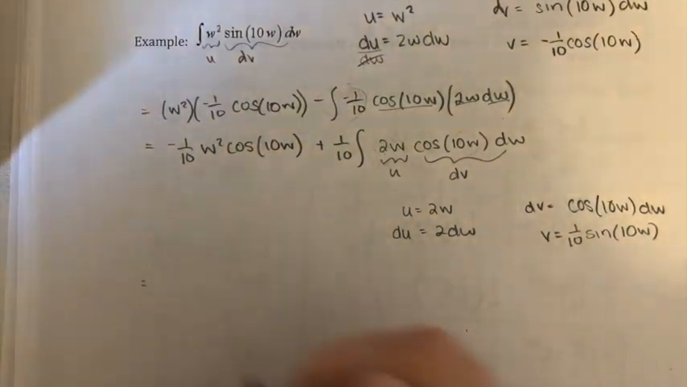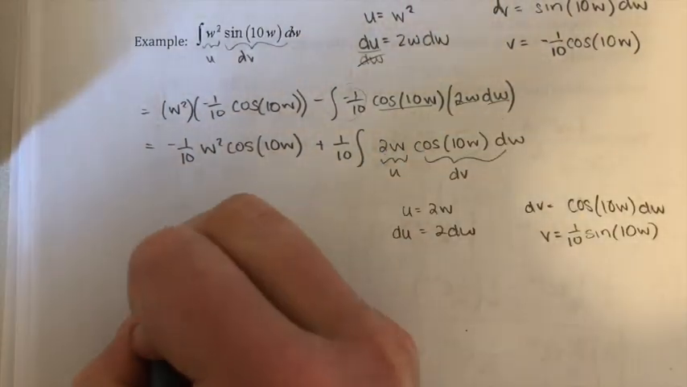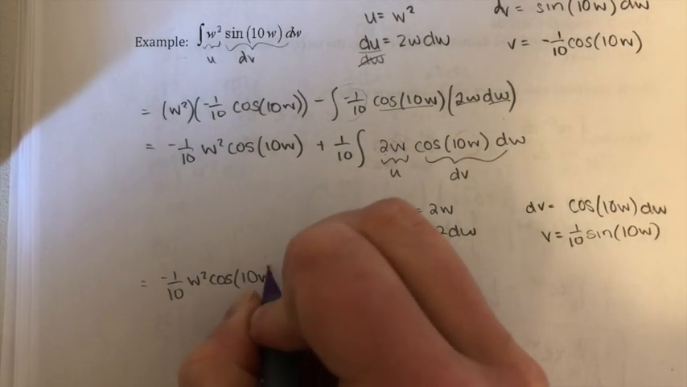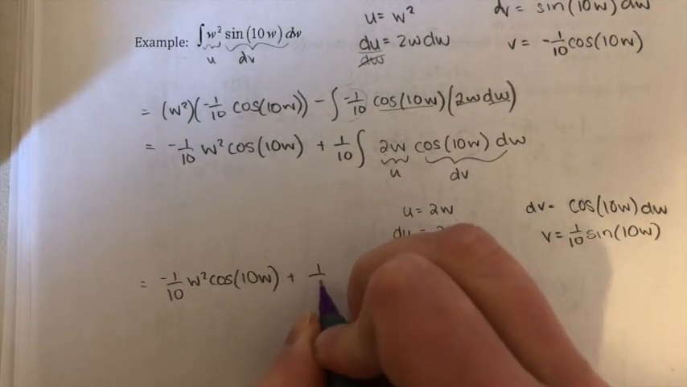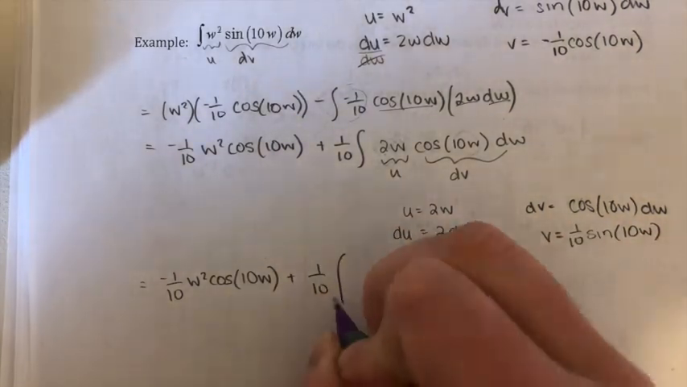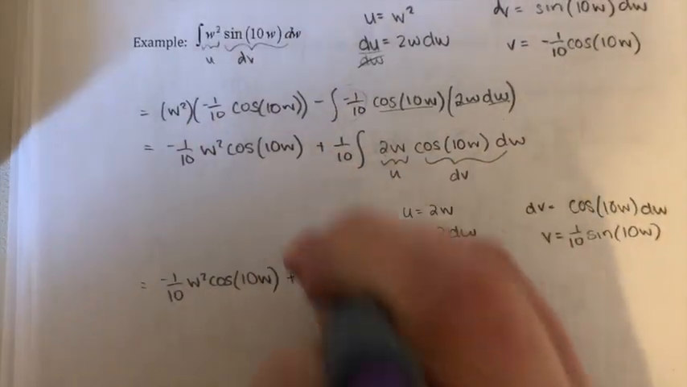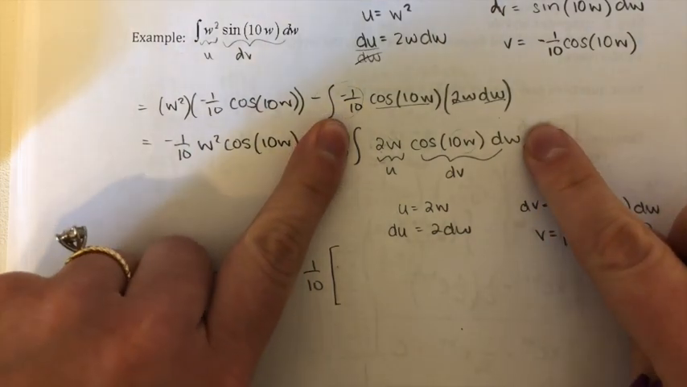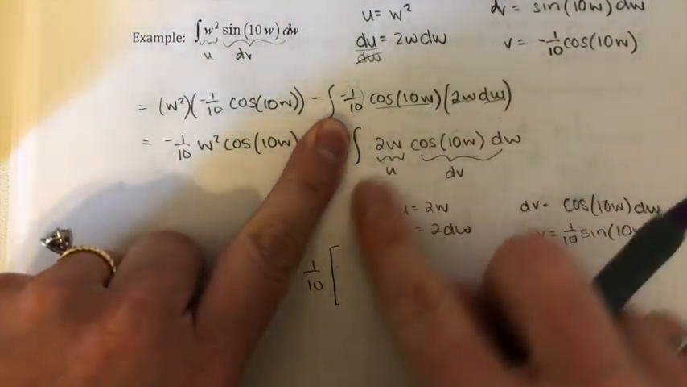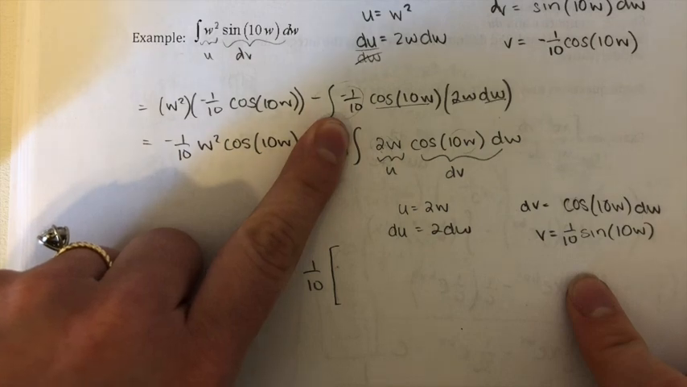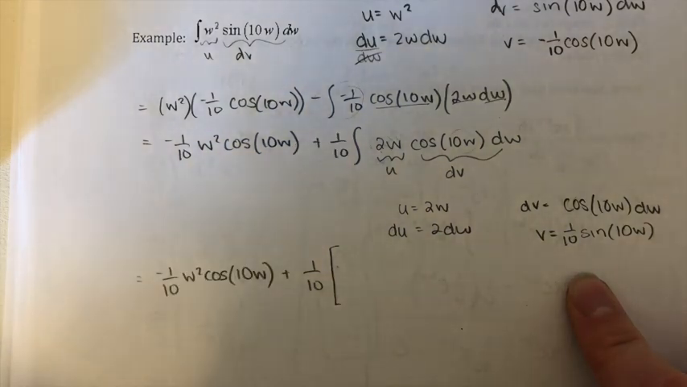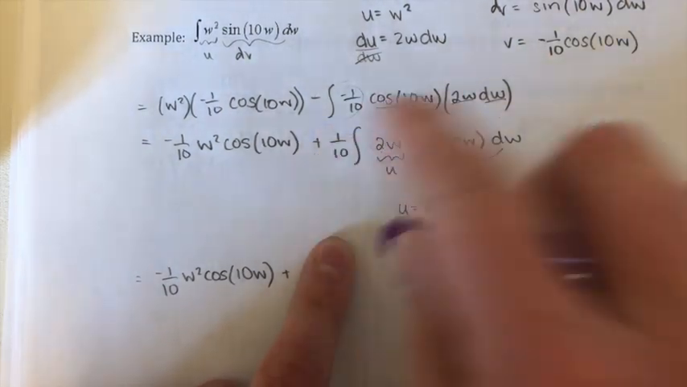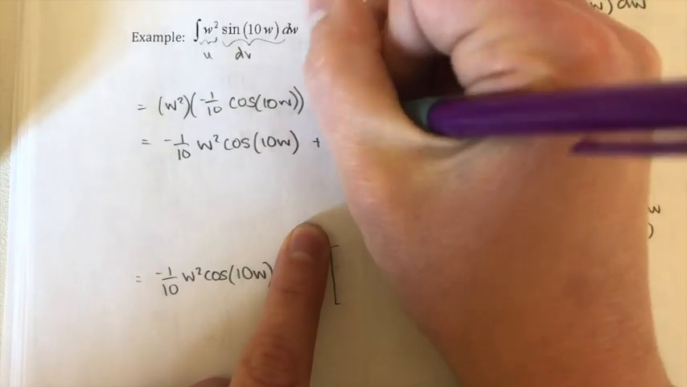Okay, so now we're just looking at this. So this is negative 1/10 w squared cos of 10w is all going to stay. Then we've got plus 1/10 of, and I'm going to put a nice big bracket here. Maybe let's even use square ones. So 1/10, and we're just replacing this bit with our new substitution. Oh, you know what we should have done? I made a mistake. Let's pull that 2 out. Let's be smarter humans. This is 2/10.